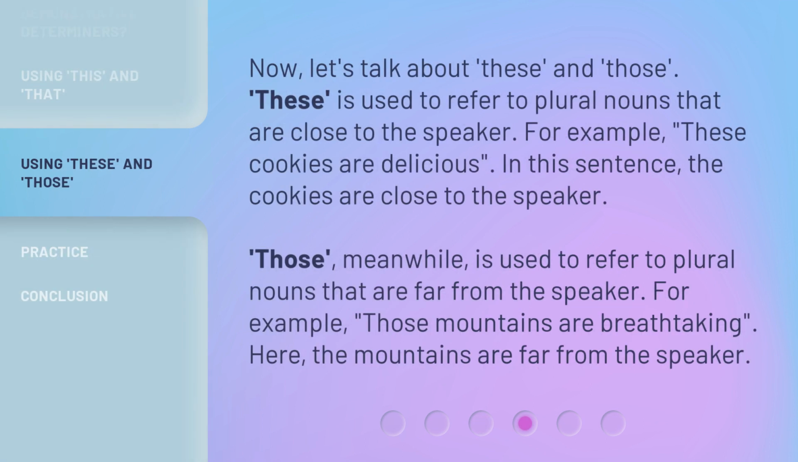Now, let's talk about these and those. These is used to refer to plural nouns that are close to the speaker. For example, these cookies are delicious. In this sentence, the cookies are close to the speaker. Those, meanwhile, is used to refer to plural nouns that are far from the speaker. For example, those mountains are breathtaking. Here, the mountains are far from the speaker.